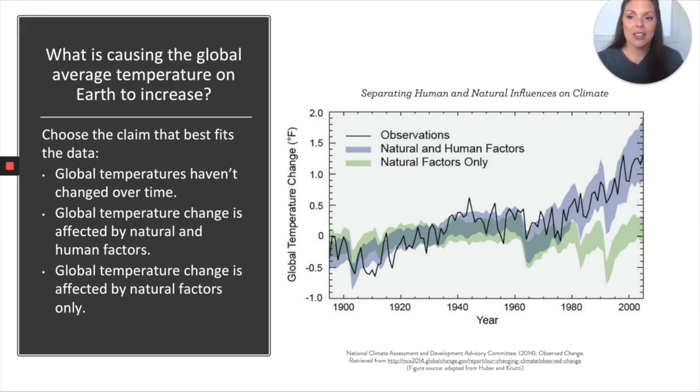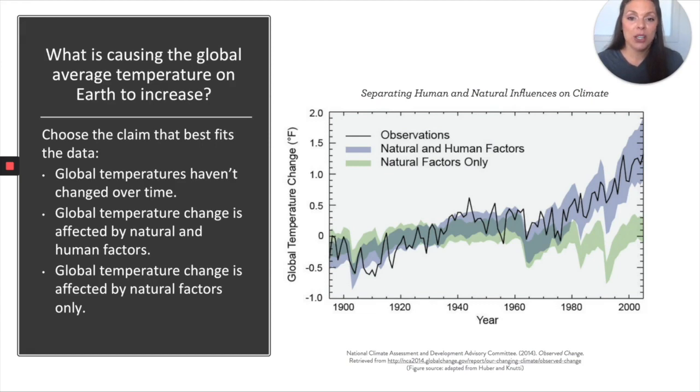We're going to start out together and we're going to think about the question, what is causing the global average temperature on Earth to increase? So we're not thinking about, is the temperature on average increasing globally or not? That's not our question. Our question is, what's causing the increase? So we want to analyze the data with that question in mind and try to figure out the pattern in the data. What is the data telling us? And that's how we're going to decide what our claim is going to be.